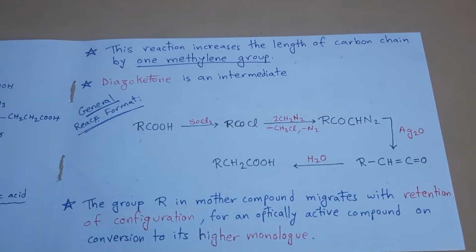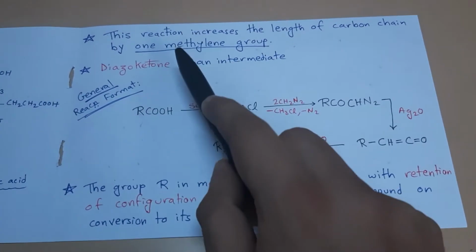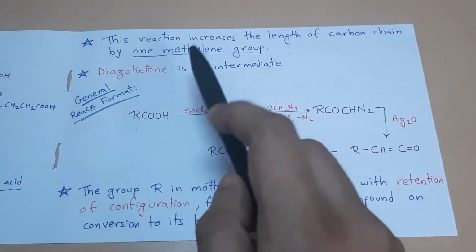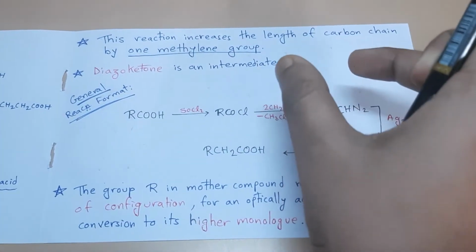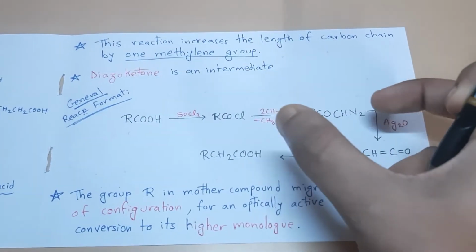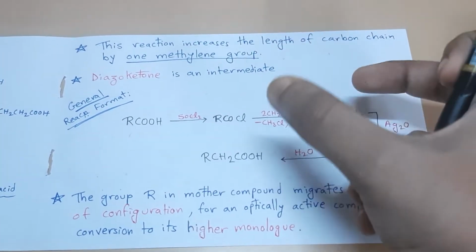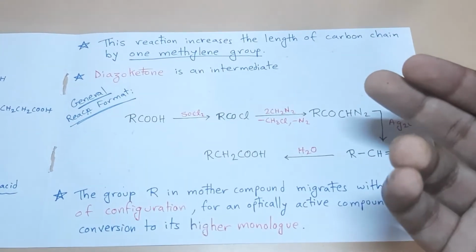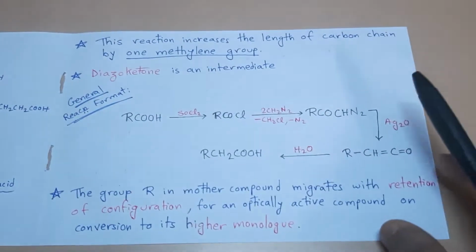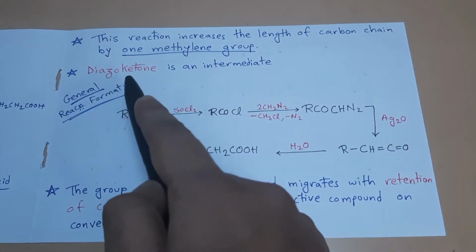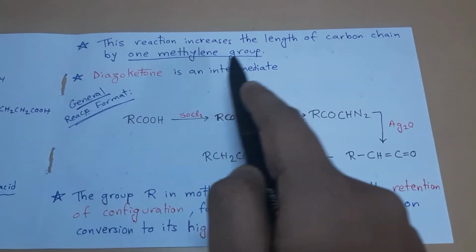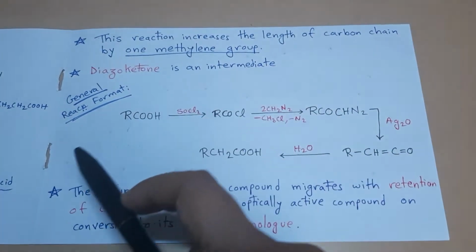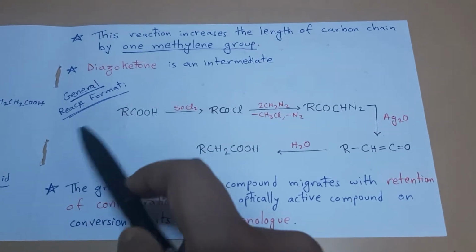As you can see from the slide given here, this reaction is basically used to increase the length of the carbon chain by one methylene group only. Suppose the alkyl group is ethyl, then it will become propyl. If it is methyl, then it will become ethyl. Just one increase in the carbon chain. Also, the diazoketone is an intermediate, which we'll come to know in a short while by seeing the mechanism.